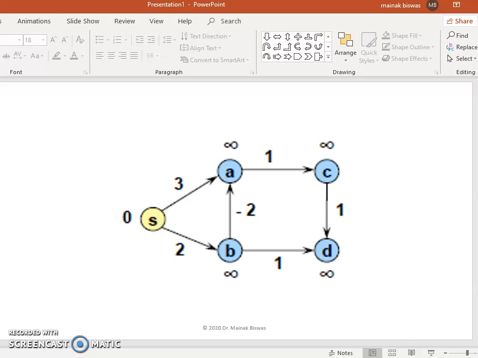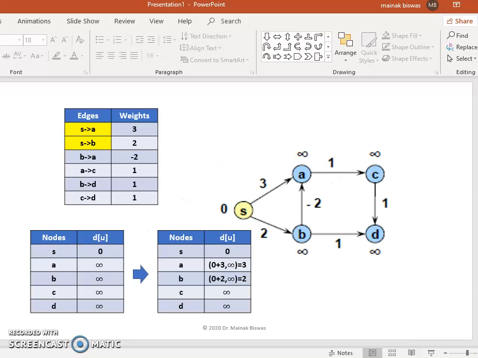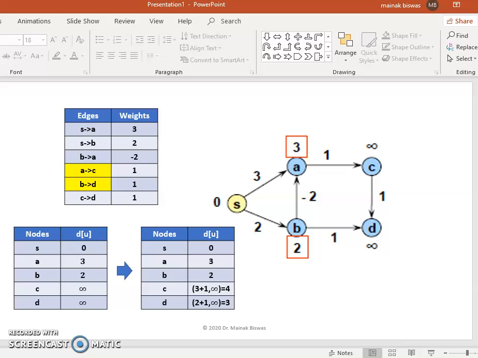Now we take an example of 5 vertices, where there is a source vertex S and 4 other vertices: A, C, B, D. Initially we apply the edges from S to A and S to B. A's value is 0 plus 3, and between infinity and 3, A's value becomes 3. For B it is 2, and between 2 and infinity, 2 is lesser, so this value becomes 2. We apply A to C and B to D. C's value changes to 3 plus 1, that is 4, from infinity. D's value becomes 2 plus 1, that is 3, from infinity.